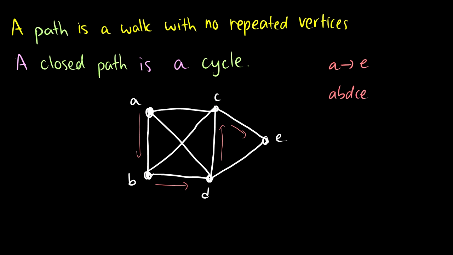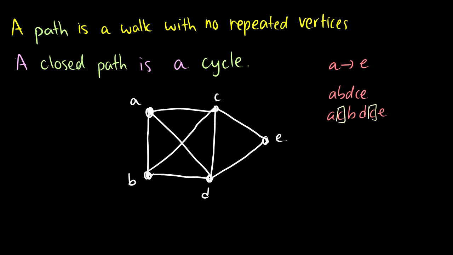What we can't do is say A, C, B, D, C, E, because in this case, we have a C here and a C here, and that's not acceptable. So we can't do that path. It's not a path, it's a walk.